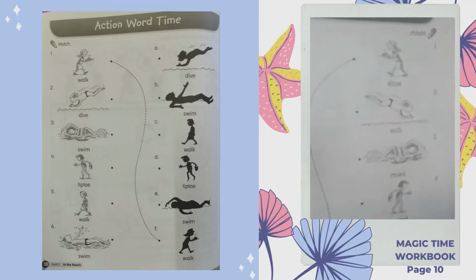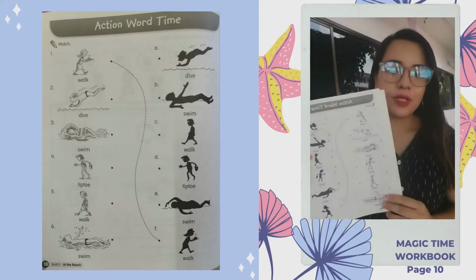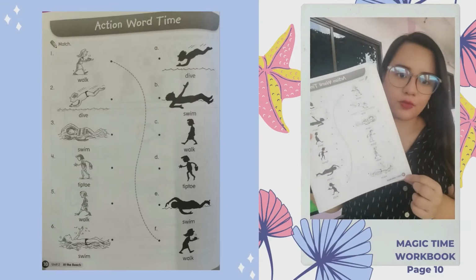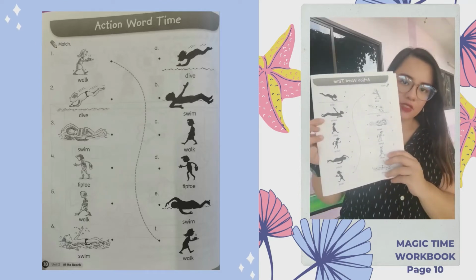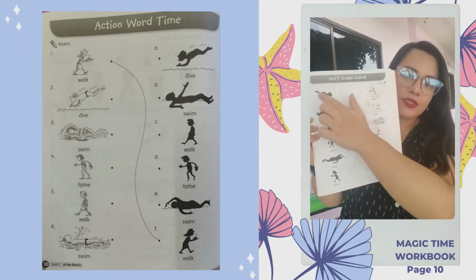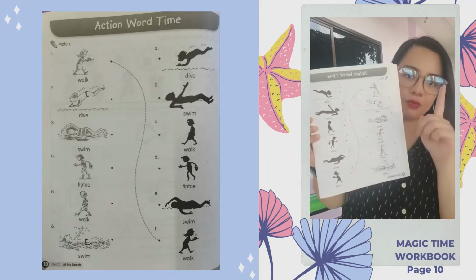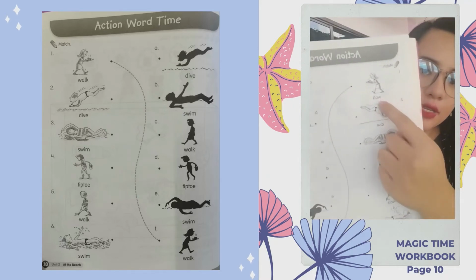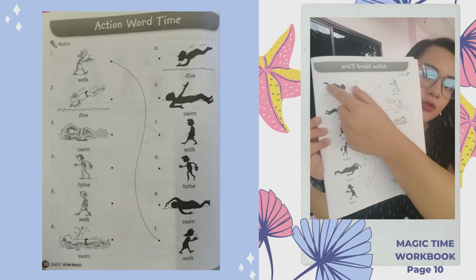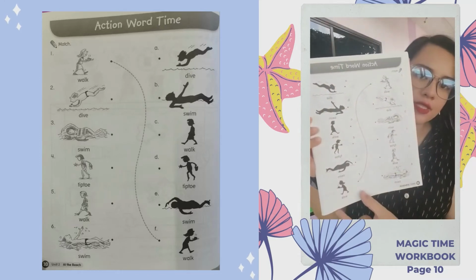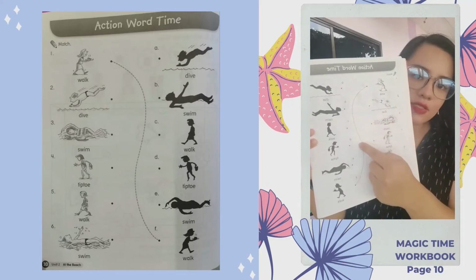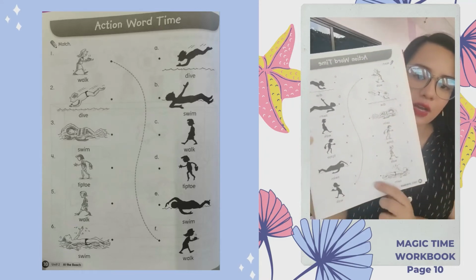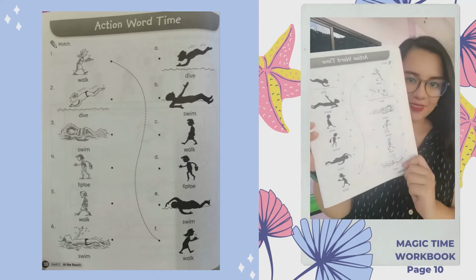Okay, please, students, open your workbook in page 10. So, in page 10, we are going to answer this one. Example number 1. Number 1 is walk. So, you need to look for her shadow in this side. Draw a line in the correct answer.